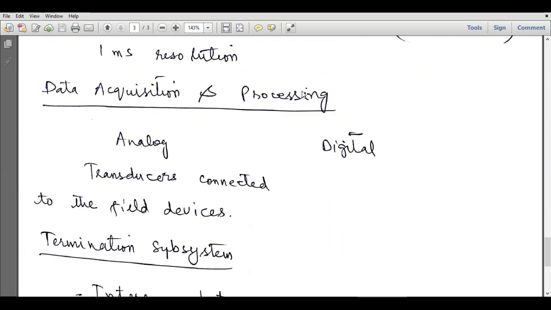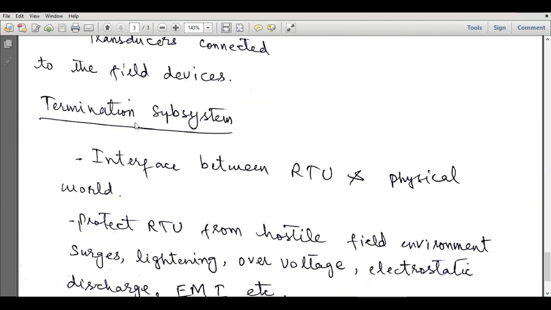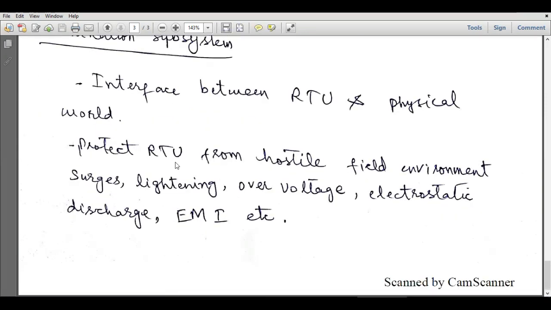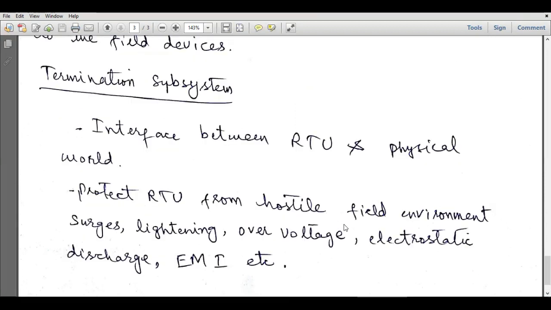Now, data acquisition and processing. So we have two types of data, analog and digital. Analog data is actually gathered by transducers connected to the field devices. And a termination subsystem is the third subsystem, and it is the interface between RTU and the physical world. It protects RTU from hostile field environment, surges, lightning, over voltages, electrostatic discharge, and electromagnetic interference. So these are the tasks of the termination subsystem.